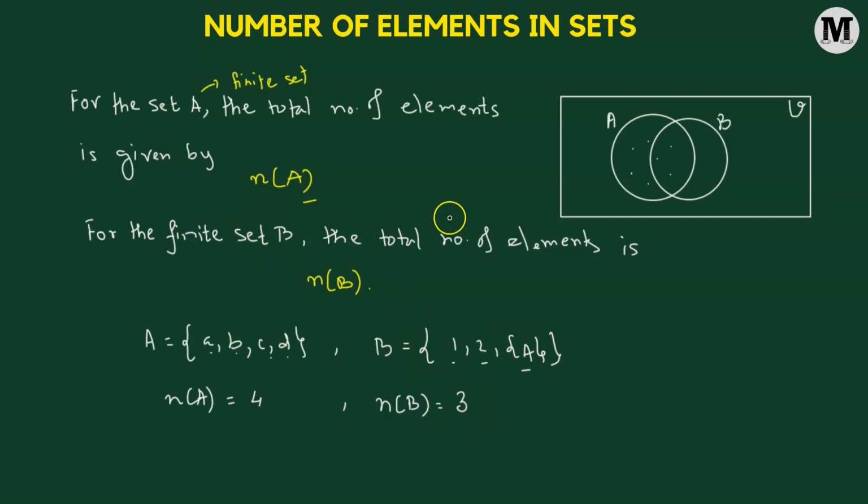Now the question is, if we take the union between the two sets A and B, what will be the total number of elements? Then we can ask the question, if we take only the intersection between A and B, what will be the total number of elements? If we are interested in calculating only the elements in A but not B, or elements in B but not A, then what will be the total number of elements present in each case? So let's try to understand them one by one.